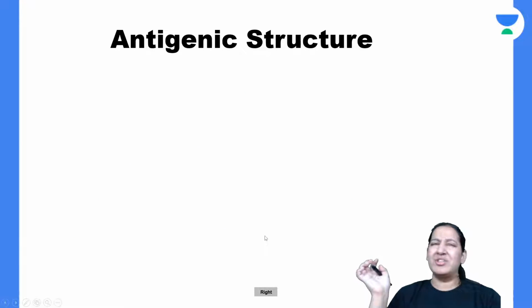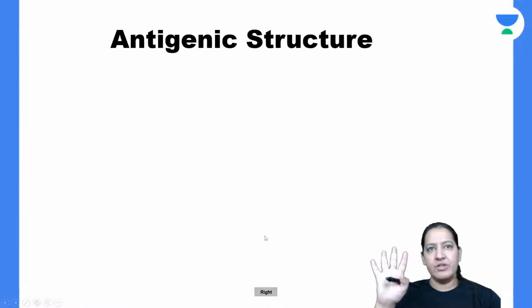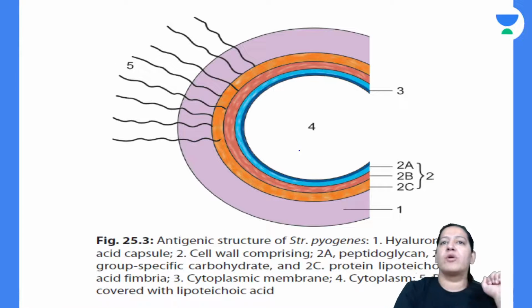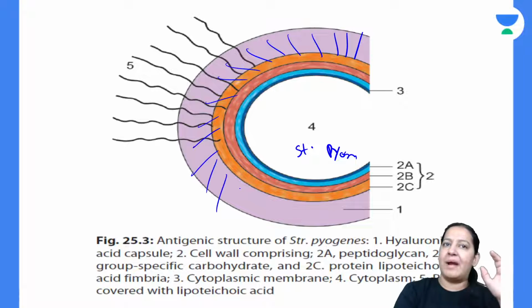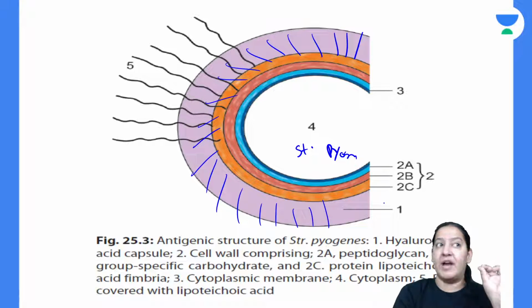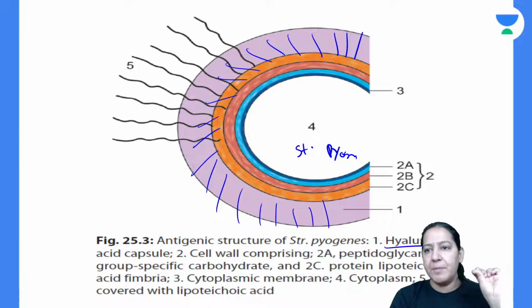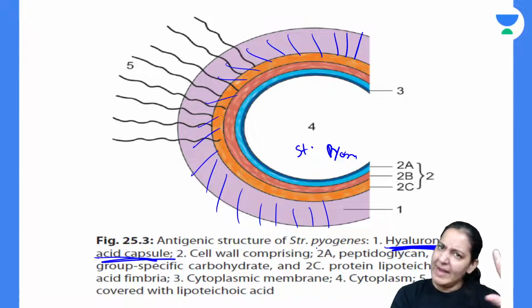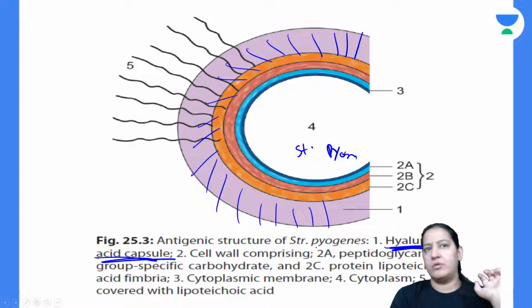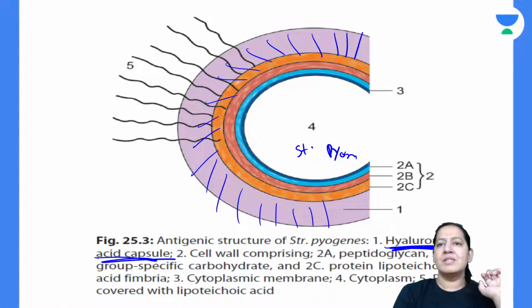Antigenic structure is not really very important. So I will just show you the diagram. This is the diagram of Streptococcus pyogenes. Can you see? The outermost, you can see this one, is the capsule. You will say, ma'am, you told us it is a non-capsulated bacteria. I told you it is non-capsulated bacteria, but I have told you a few of them are capsulated. And the capsule is made up of hyaluronic acid. Rarely, in a few species, it is present. Not much. And innermost is the cell membrane.